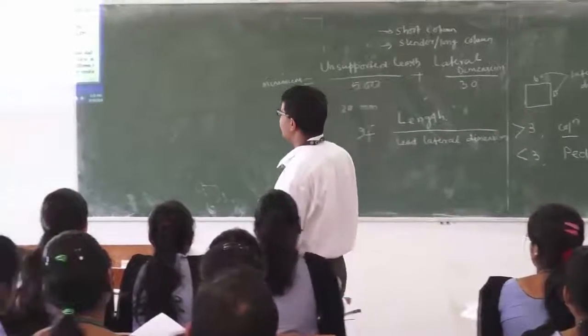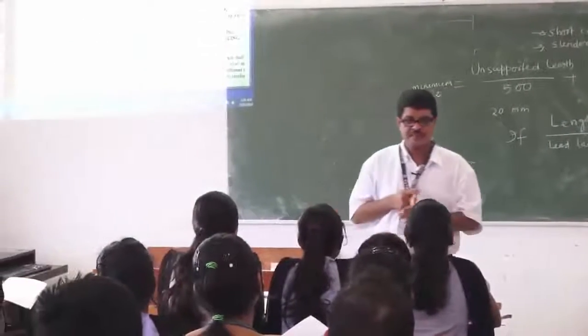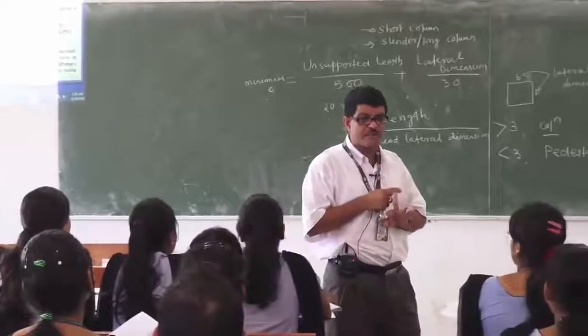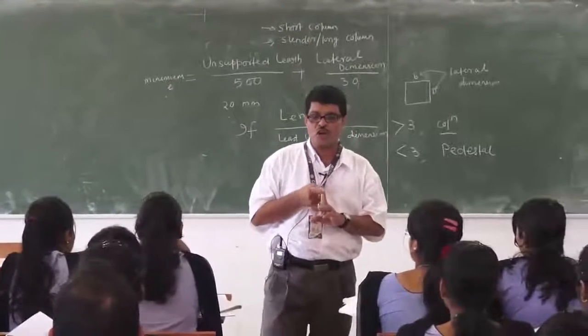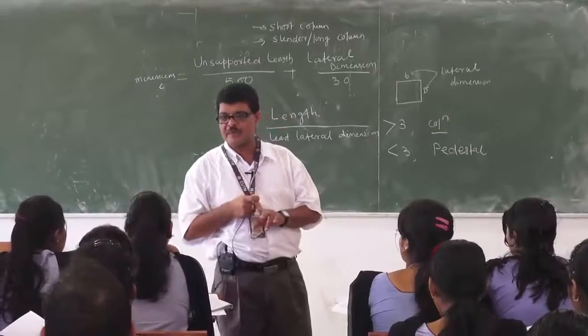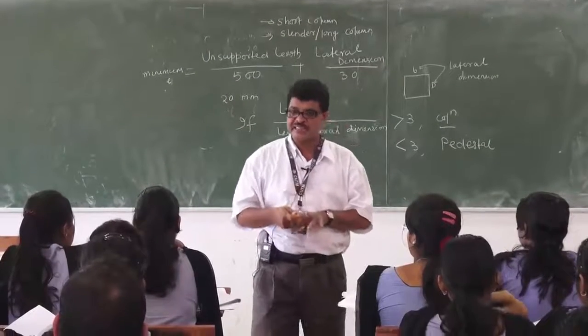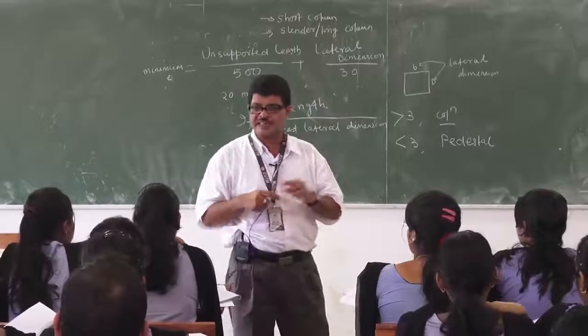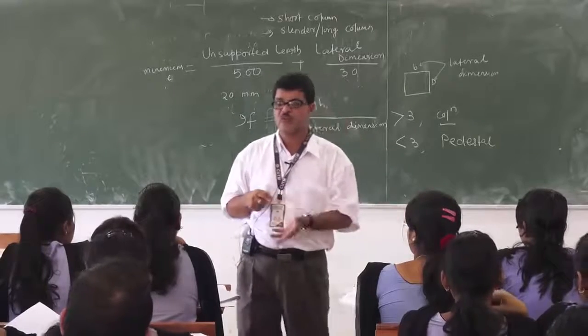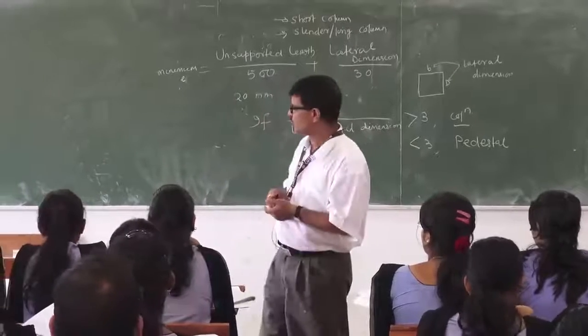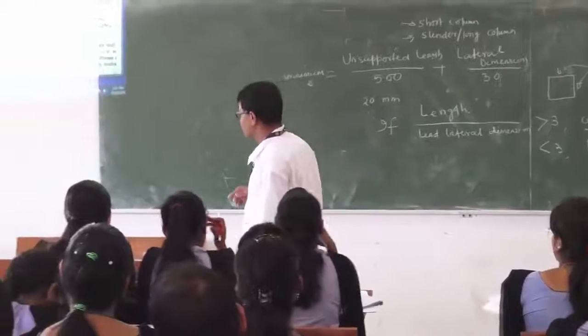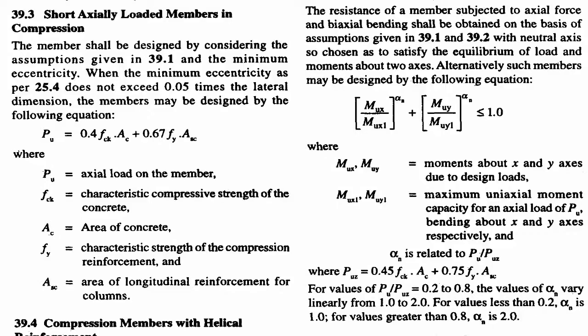First you have to decide whether it is a short column or a long column. To know that, if dimensions are known, then you classify. Then analysis or design will be done separately for long columns and separately for short columns. So we will start with the short column. What is the strength of a short column? Again go to page 71 of the code, clause 39.3. See clause 39.3.